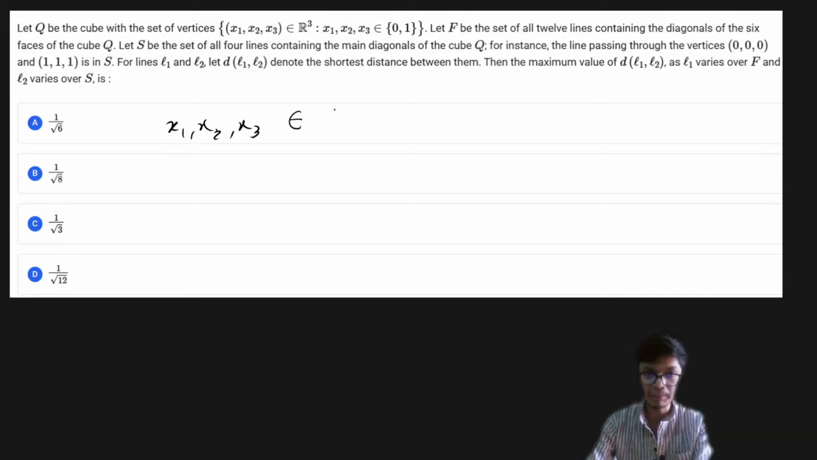Hi Tennyson, good morning. Welcome back to this class. In the previous class we discussed sequence and series, and today we are going to discuss application of derivative.